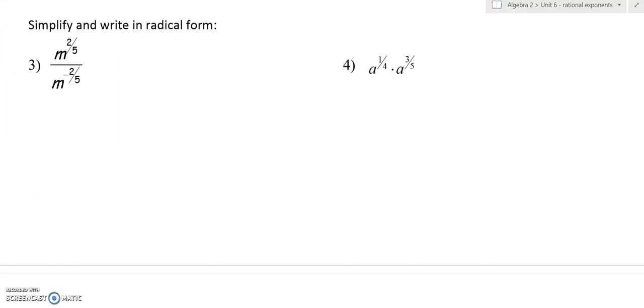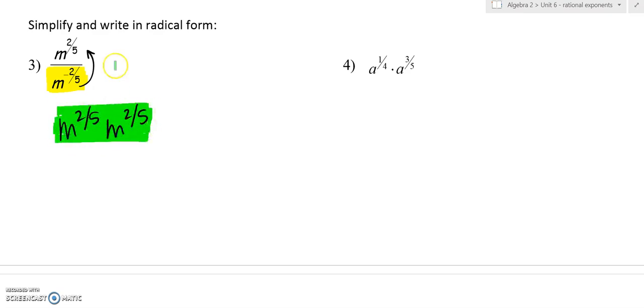Simplify and write in radical form are the instructions, problem 3 here. As I'm looking at this, I'm thinking back to what we did the other day. What we did the other day is took that negative exponent and moved it to the top. So I have m to the 2/5, and the other m to the 2/5 comes up to the top. Now they're right next to each other. Now that they're right next to each other, I want to add my exponents. So let's write that down. Add exponents. When I add my exponents, I get m to the 4/5.